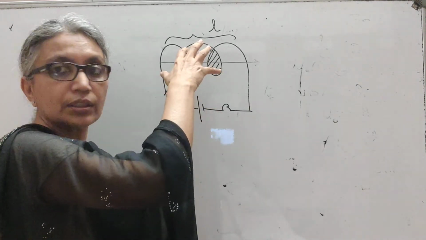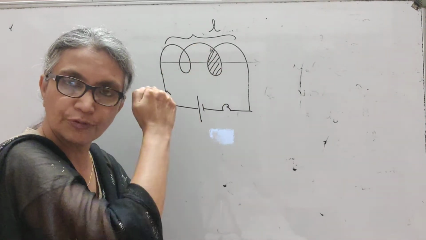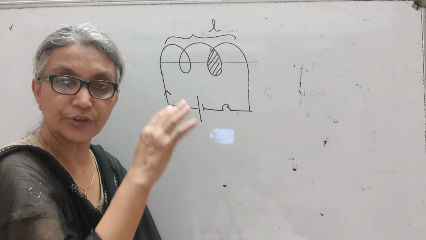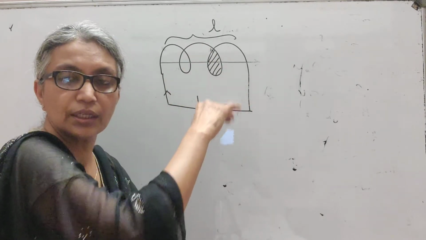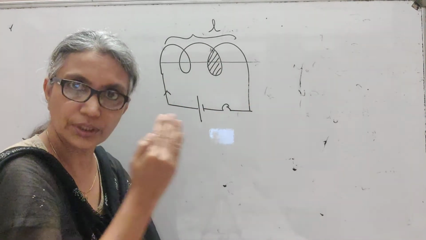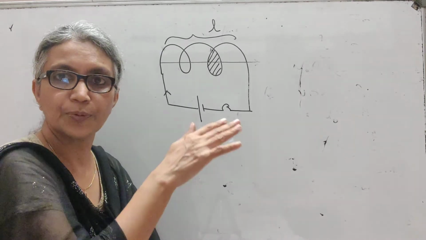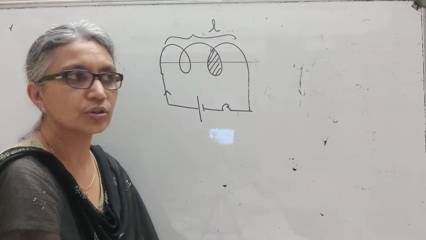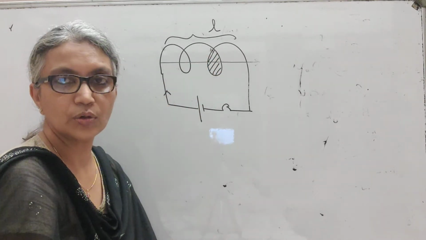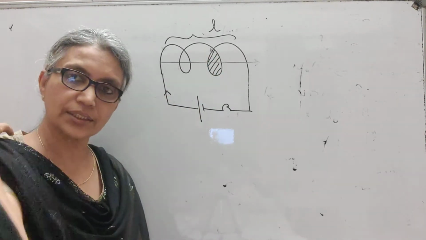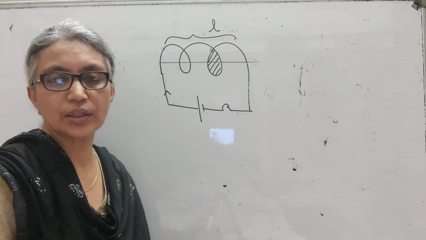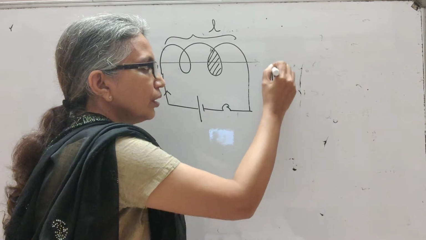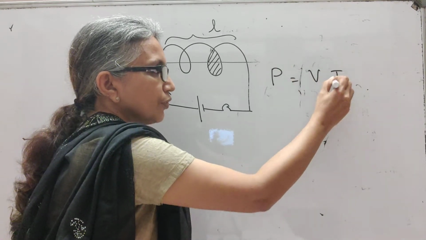If the current is trying to increase, immediately induced current will flow in the opposite direction, opposing the growth in the current. If the current in the coil is decreasing, immediately what will happen? The induced current will flow in the same direction, opposing the decrease in current or decrease in flux. Therefore, to build up current in the coil, we need to do work against this opposition, and that work done is stored as energy.